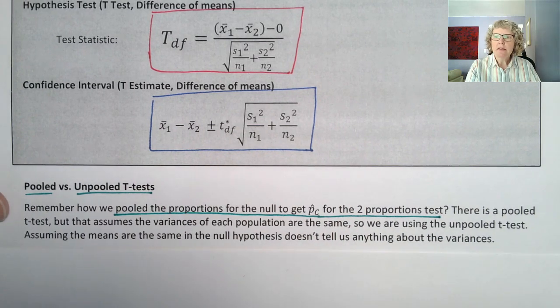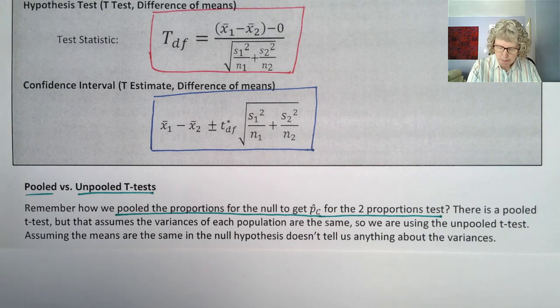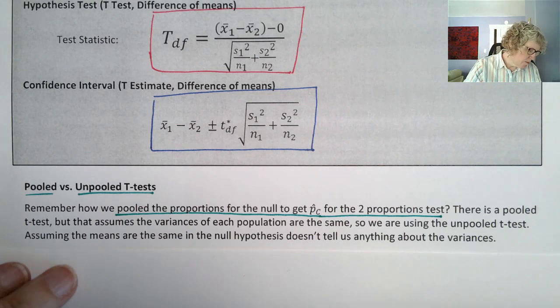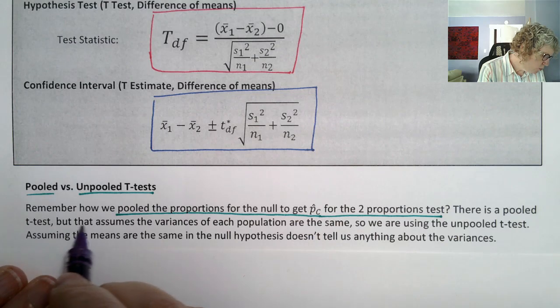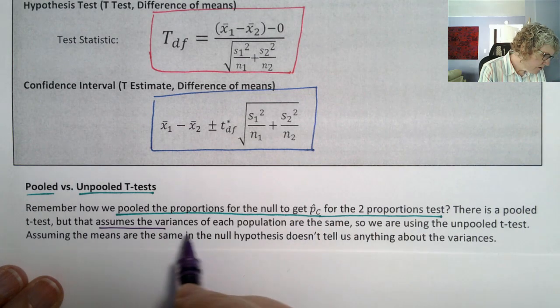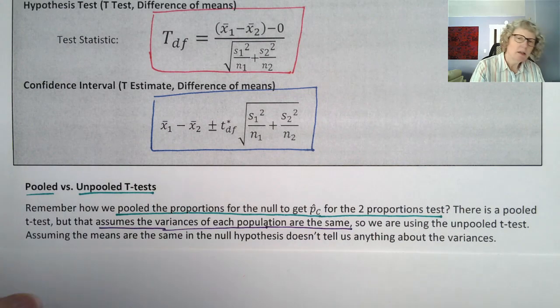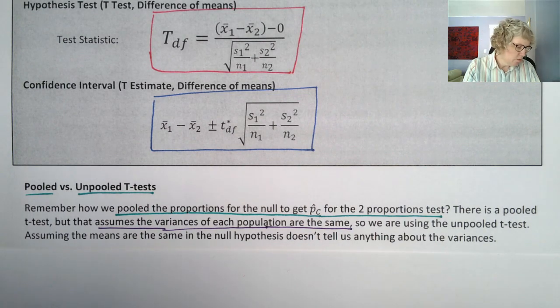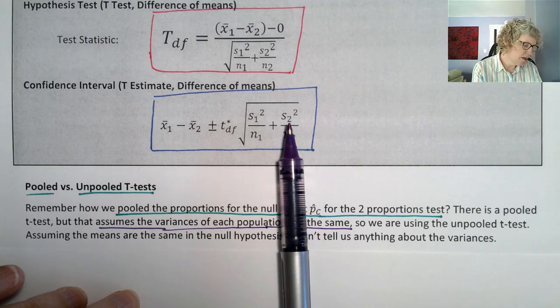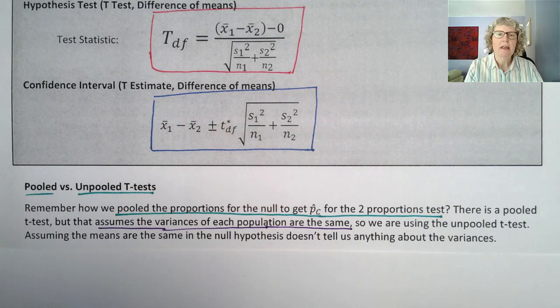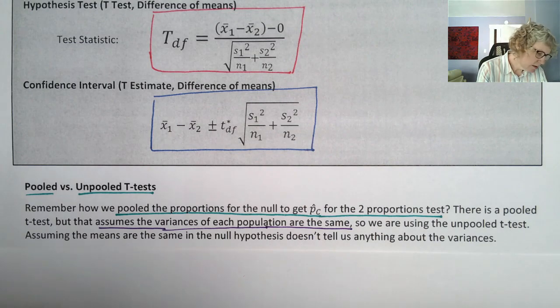So there is a pooled t-test, but here's the drawback with that. The pooled t-test assumes the variances of each population are the same. Okay, so that would be assuming the S1 and S2 were the same. And I don't think that that's a very reasonable assumption. It's a very limiting assumption. So here we're using the unpooled t-test.